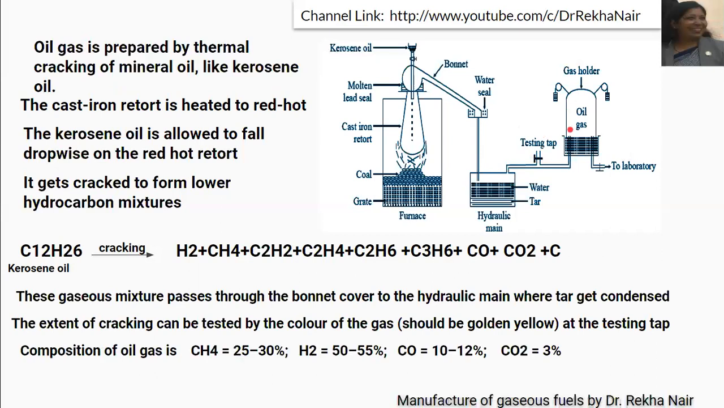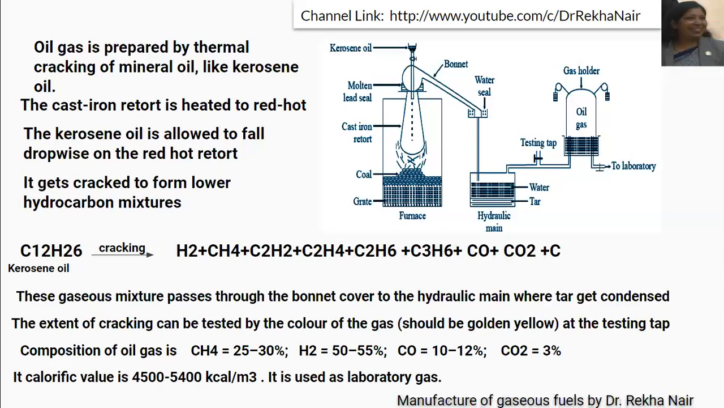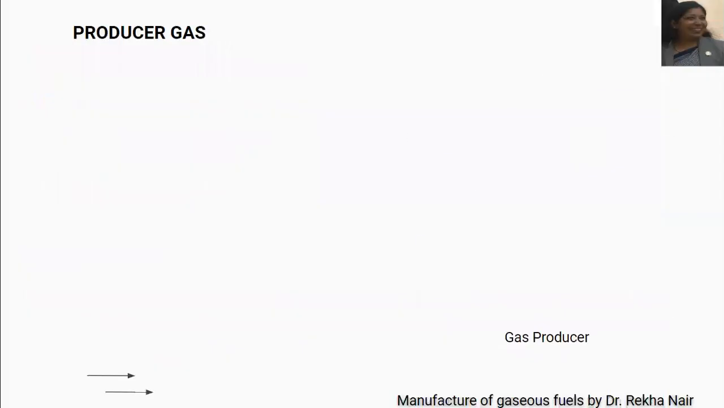The composition of oil gas: CH4 20 to 30%, hydrogen 50 to 55%, carbon monoxide 10 to 12%, carbon dioxide 3%. Its calorific value is similar to that of coal gas. It is 4500 to 5400 kilocalorie per meter cube. It is used as laboratory gas.